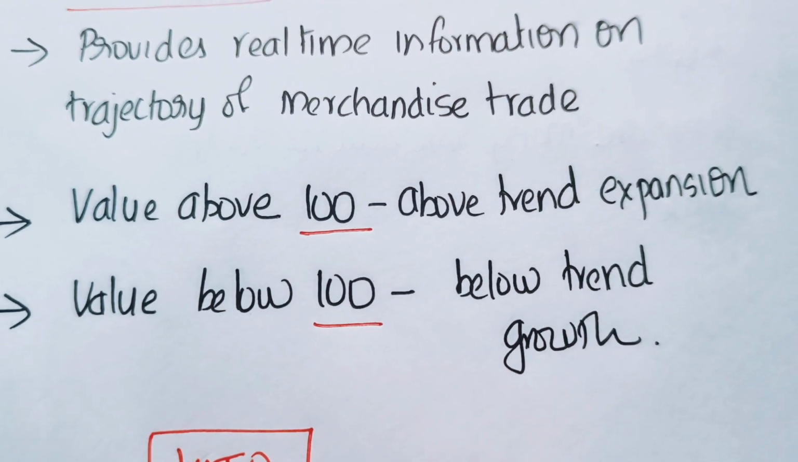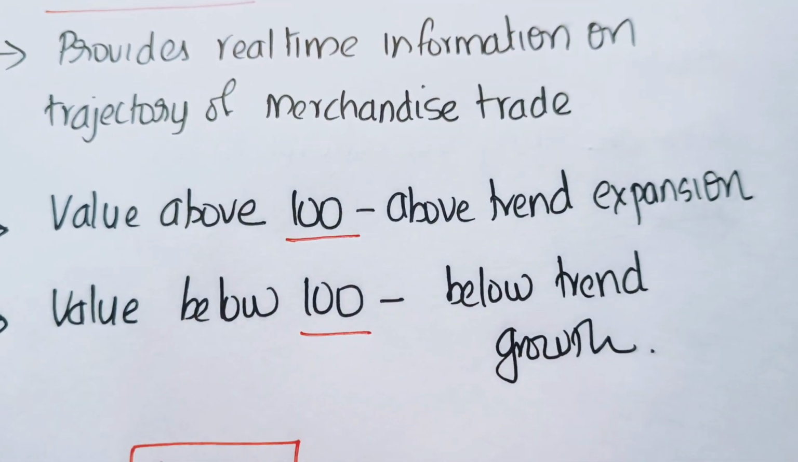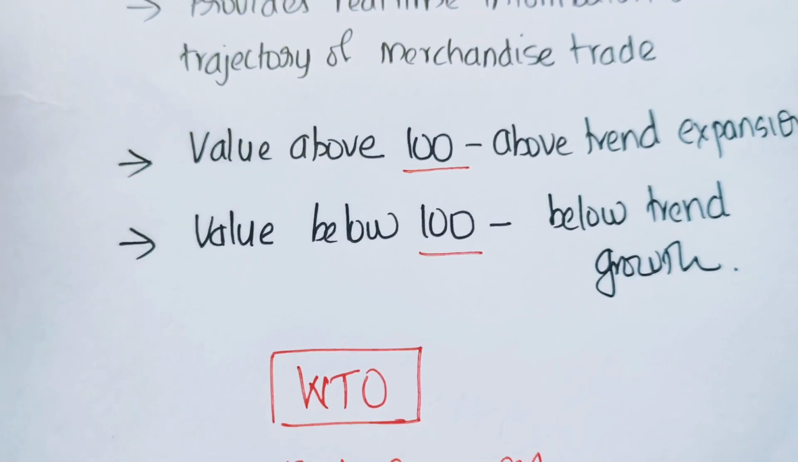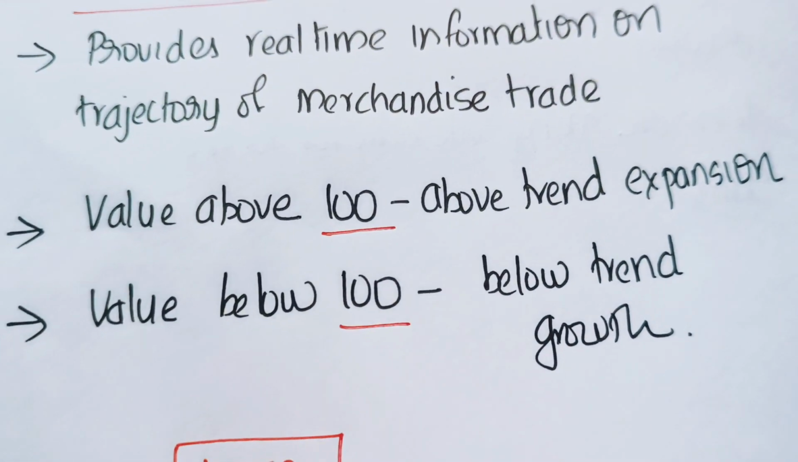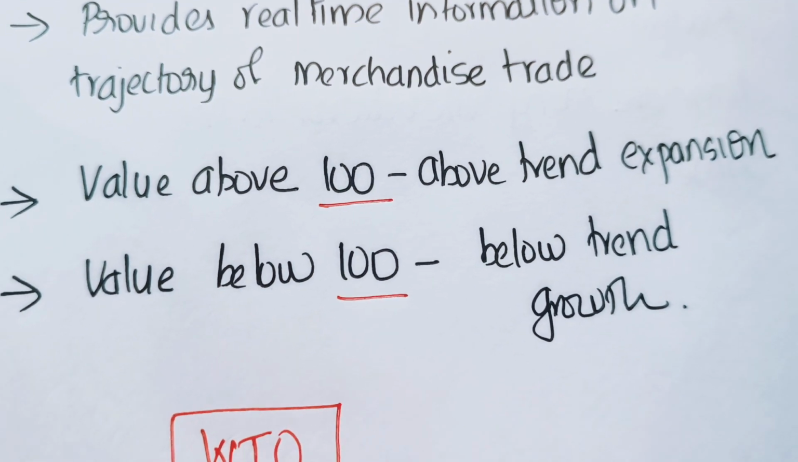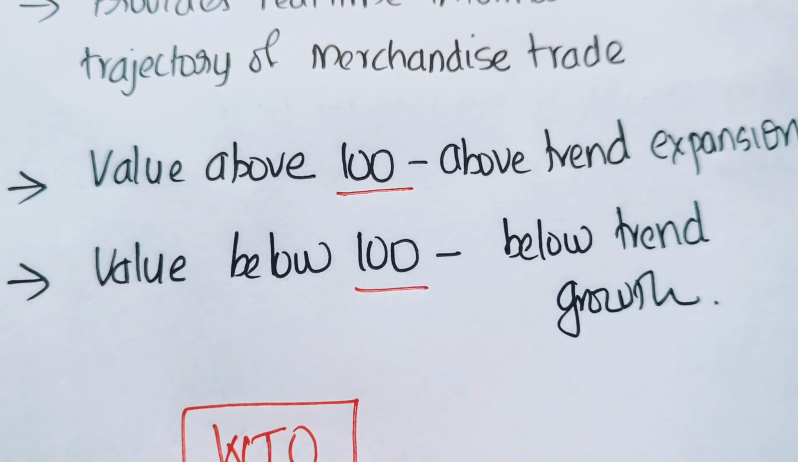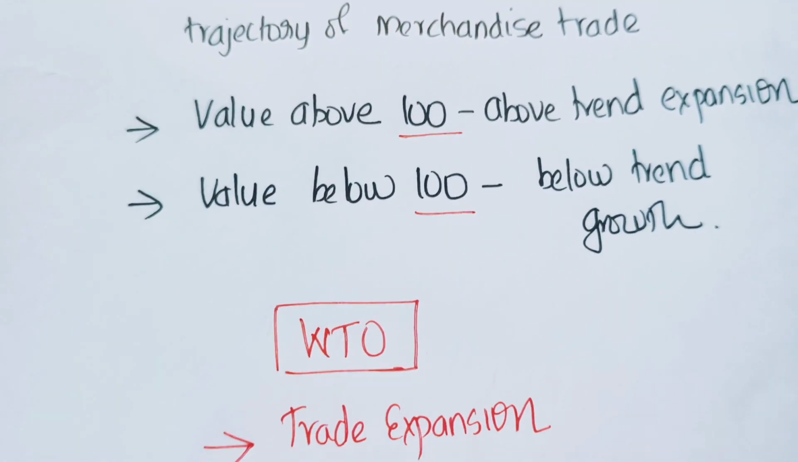A value above 100 indicates an expansive trend, where above-trend expansion is showing in world trade. When the value is below 100, the trade expansion trend is below trend growth.